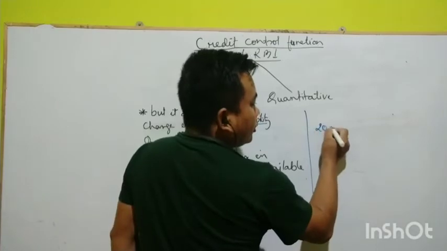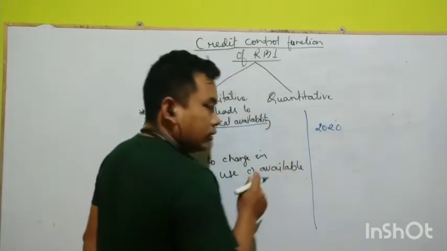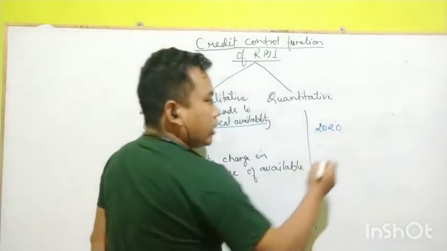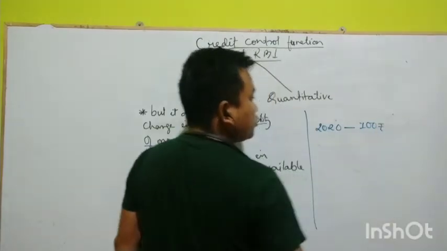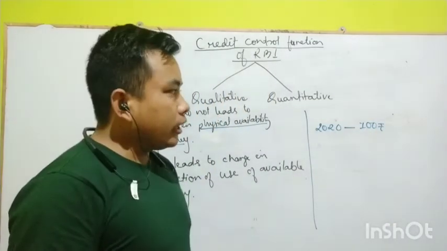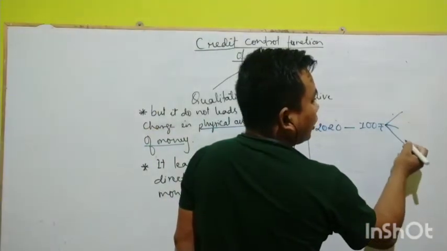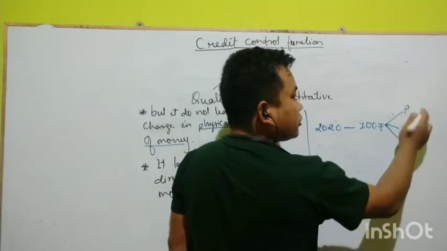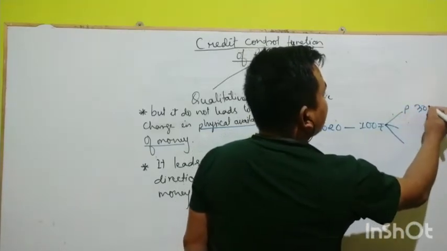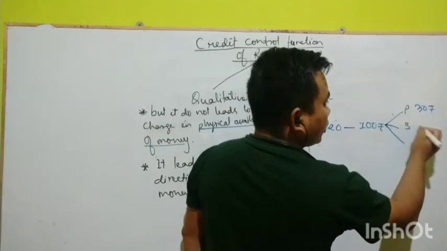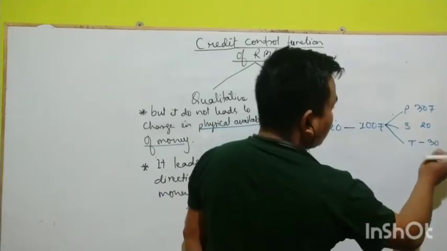Let's say that in the year 2020, we were having rupees 100 as money supply. Let's imagine that this available rupees 100 is used in the primary sector, the agriculture sector, 30 rupees is being made available, in the secondary sector 20 rupees, and in the tertiary sector 30 rupees, like this. Okay.